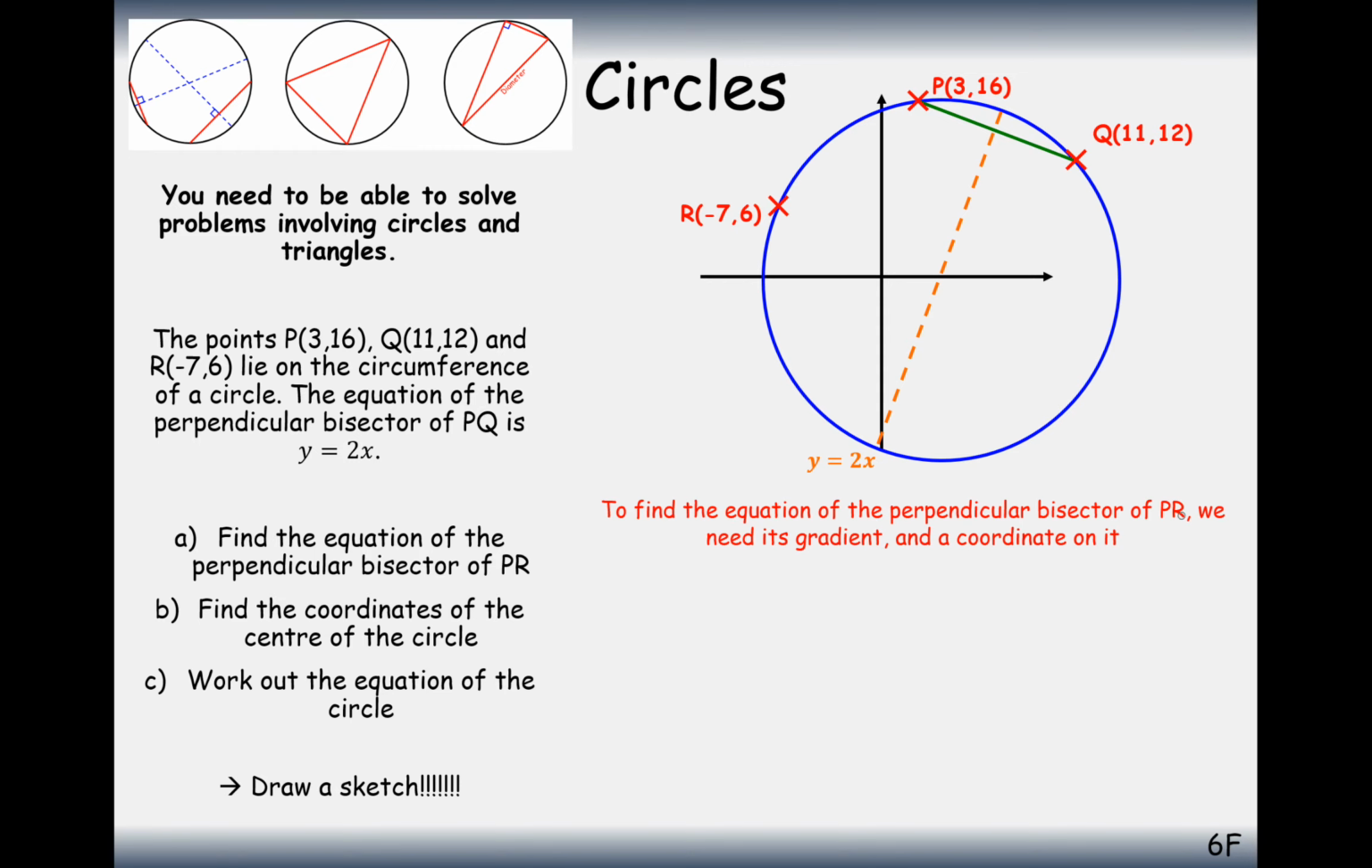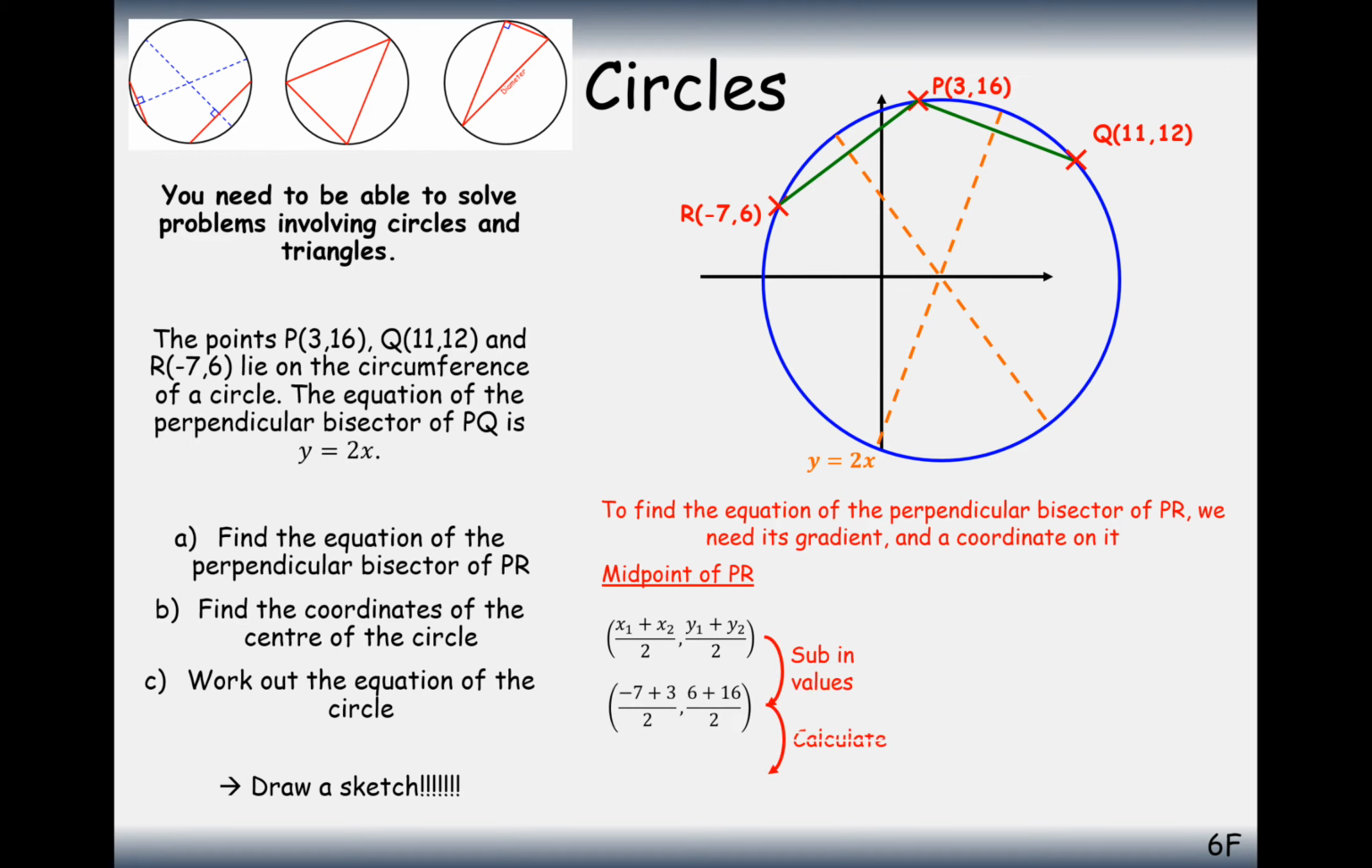The next thing we need to do is find the perpendicular bisector of PR. So first of all, we're going to need to find the midpoint between P and R, find the gradient of P and R, bisect it, so create the right angle gradient, and then do y = mx + c. So the midpoint of PR, which will bisect the line, is going to be substituting your coordinate values into that formula, and you get minus 2, 11.